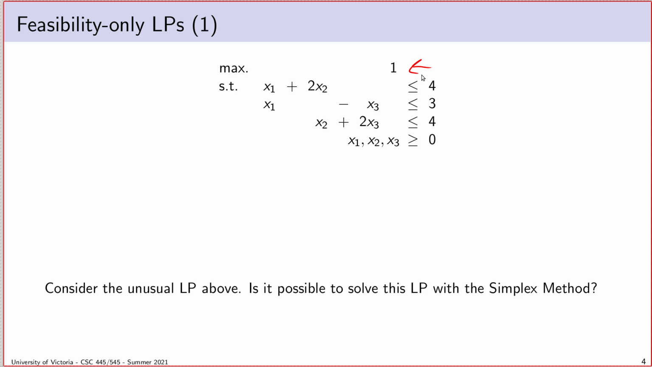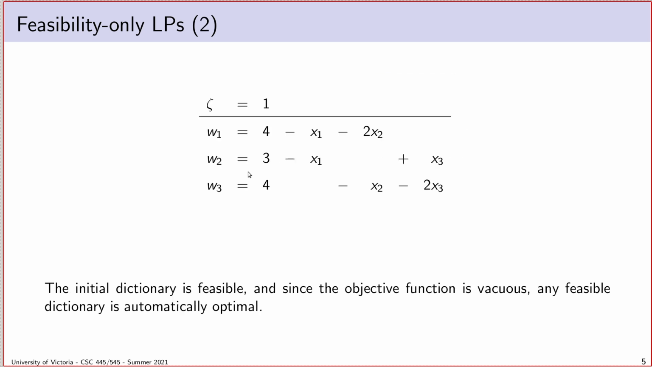So what this is really doing is, it is a linear program, but really what it's doing is asking the question, is there any assignment x1, x2, x3 that meets all three constraints? So we can set up a dictionary for it, and we get this. Notice that, of course, the objective row is empty, but that zeta value initially is just set to the constant 1, which is the constant from the objective function. And notice that the initial dictionary is, in fact, feasible, which means if I set x1 to be 0, x2 to be 0, and x3 to be 0, I get a feasible point.